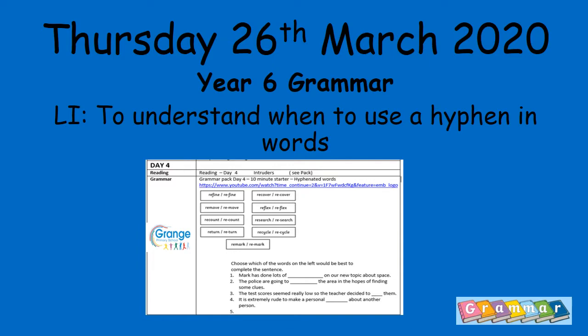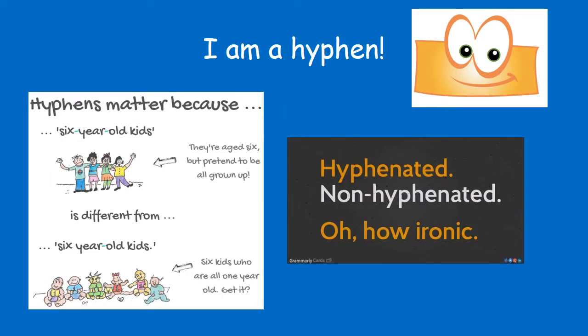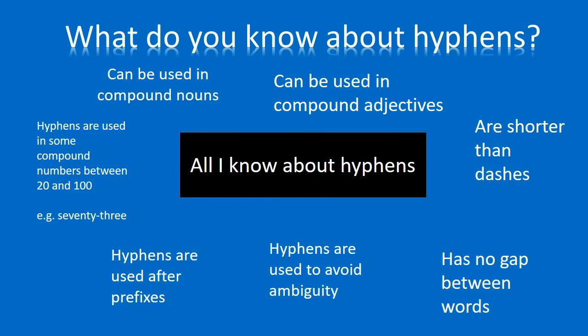Good morning, Year 6. Today we're going to be looking at hyphens and making sure that we're able to recognize how to use a hyphen in a word. So, a hyphen is a small horizontal line which usually sits between two words. We've got a few examples shown on screen. But what do we know about hyphens?